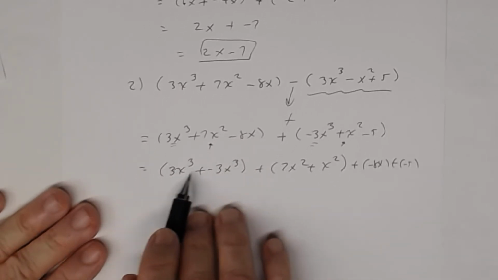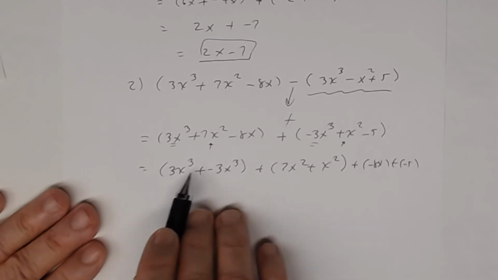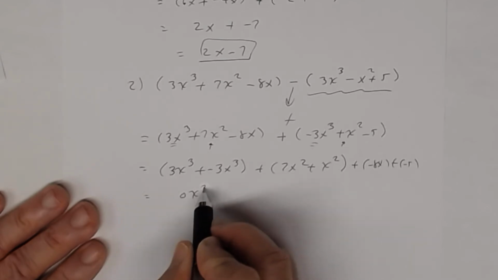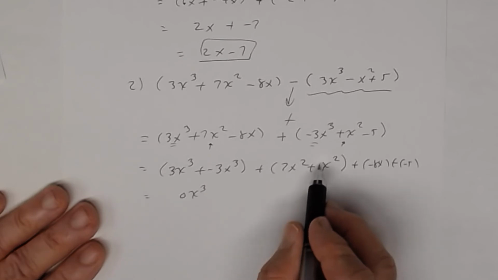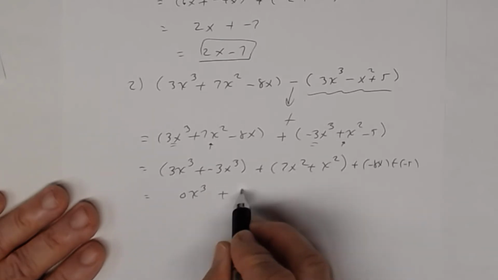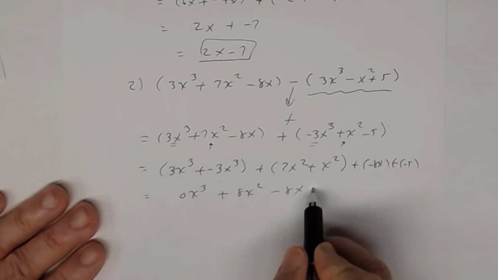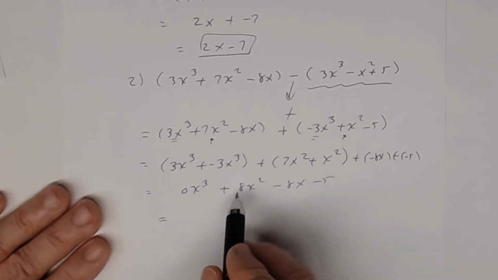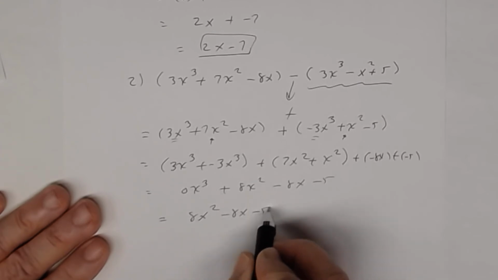Okay, when I combine like terms here and here, I have 3x cubed and a negative 3x cubed. 3 plus a negative 3 is 0. So this is 0x cubed, right? Over here, 7x squared plus 1x squared is 8x squared. And then plus a negative 8x, so that's minus 8x. And then plus a negative 5, that's minus 5. Don't write the 0x cubed, so this should be your answer. Your answer should be 8x squared minus 8x minus 5.